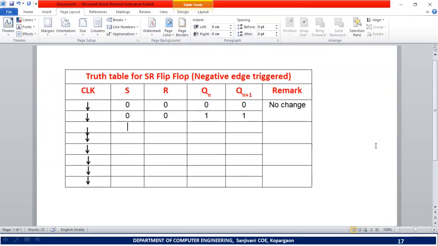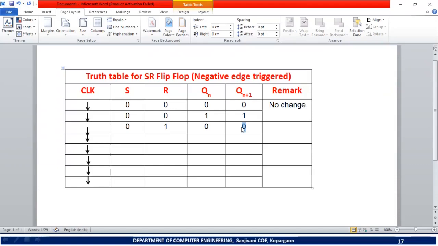Now consider the next possibility. S is 0, R is 1, and the present state is 0. What should be the next state? Which input is 1? R is 1. R stands for reset. I told you that whenever the R input is 1 and the S input is 0, the next state of the flip-flop will be 0.